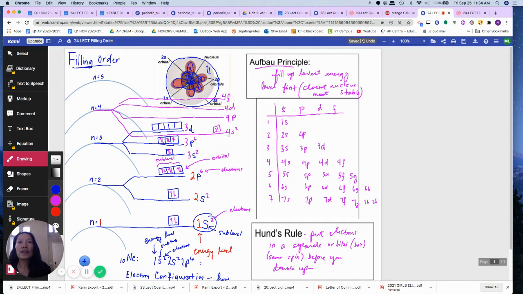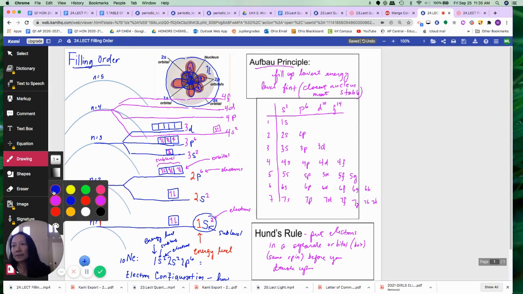So you can fit up to 2 electrons here. You add 4 to that. That's 6. You add 4. You can fit up to 10. And then f up to 14 electrons. Okay? So the way you fill it looks like this.